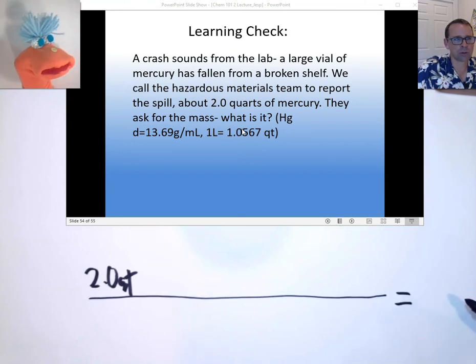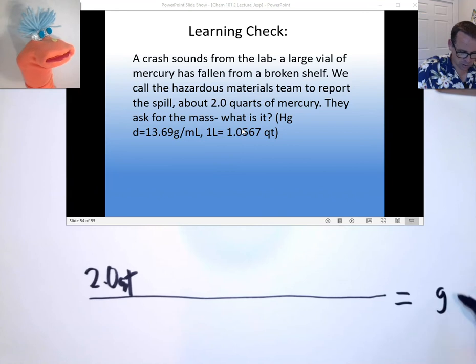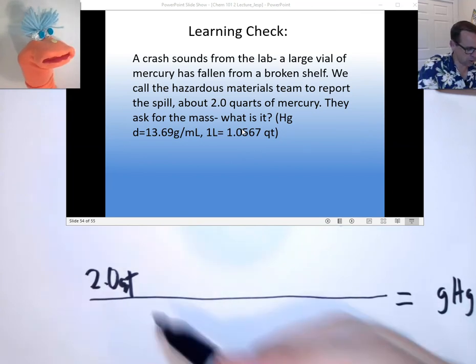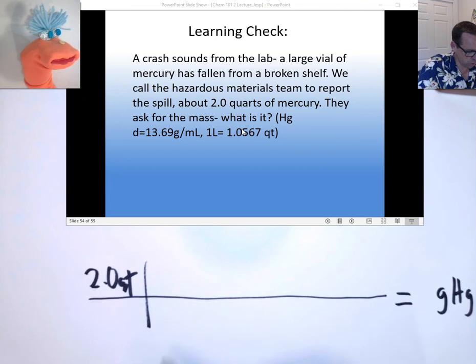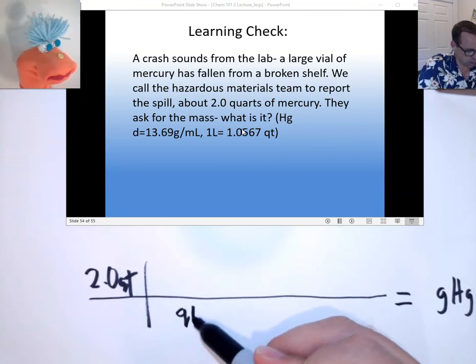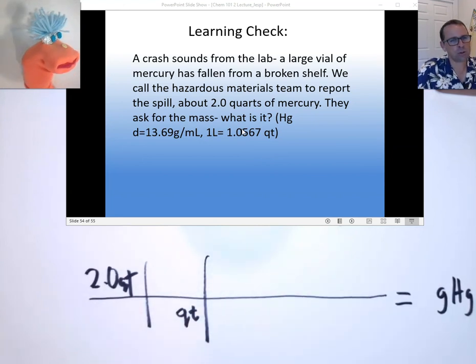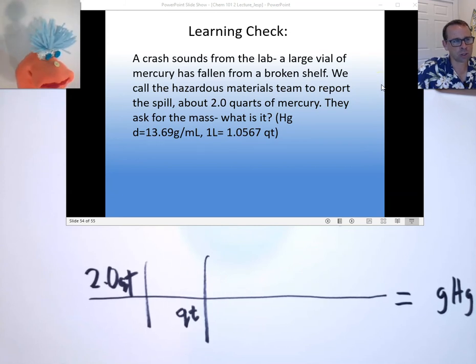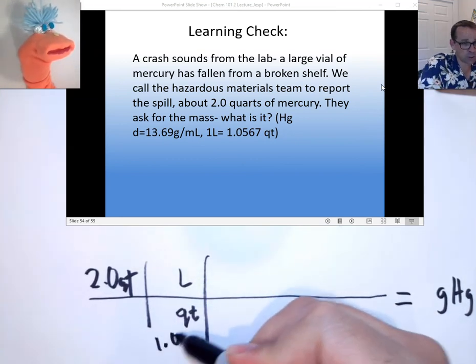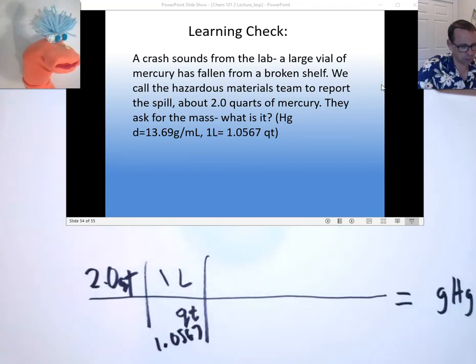So you mean like grams of mercury? All right, grams is a mass unit, right? Very good. And we want to be specific there, grams of mercury. Very good. So 2 quarts, what goes down here? We need to get rid of quarts. So quarts goes down here. And what can we convert quarts to? Well, the problem tells us that it's 1.0567 quarts per liter. Very good. So I'll go to liters. 1.0567 quarts for every 1 liter.